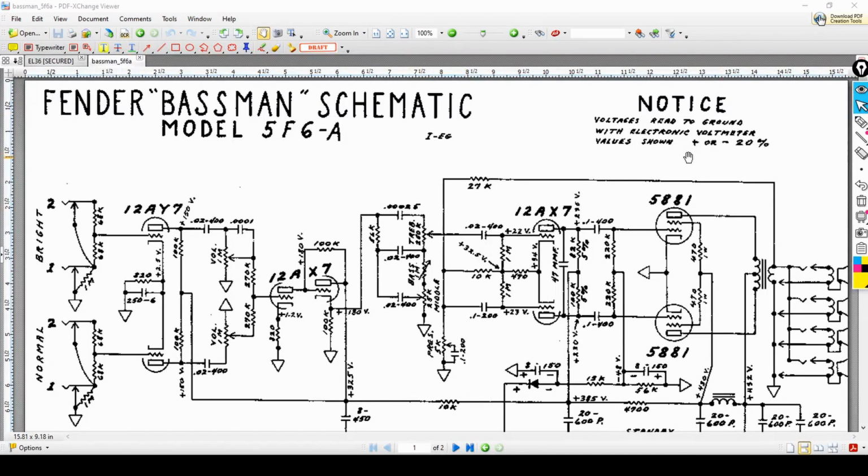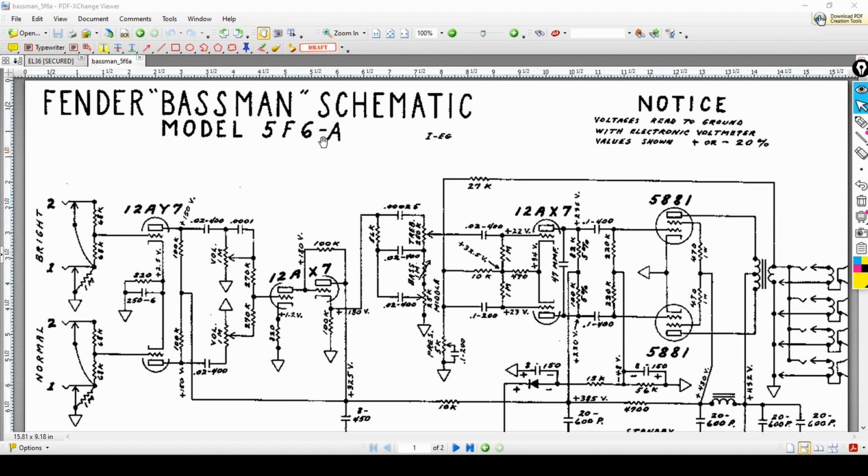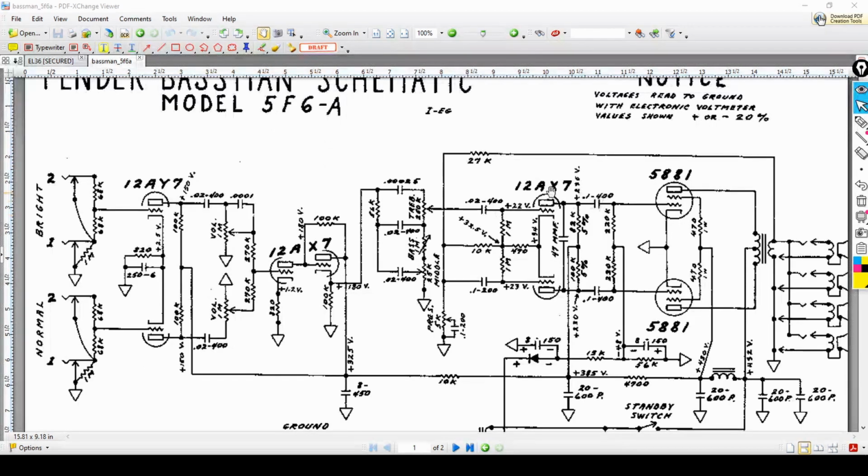Now, to help identify this, we are going to take a look at this. This is the Fender Bassman Model 5F6A. For this portion of the circuit, this is also equally used in the JTM 45 or the Marshall Plexi, or probably even the JCM 800. So a very commonly used topology here for what we're going to be talking about. And I want to identify first this part of the circuit.